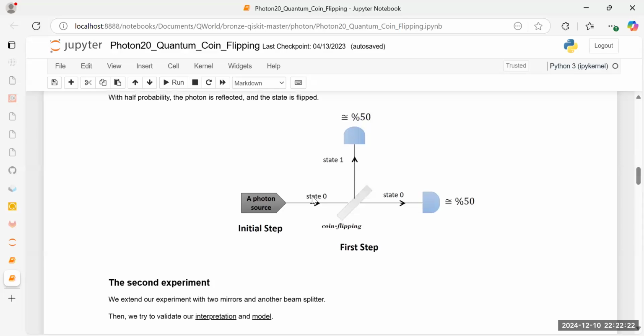Okay, so we've introduced our numbers here, so the states. So we have the state 0 here for head, and then state 1 for tail. And we've even replaced the beam splitter with coin flipping.